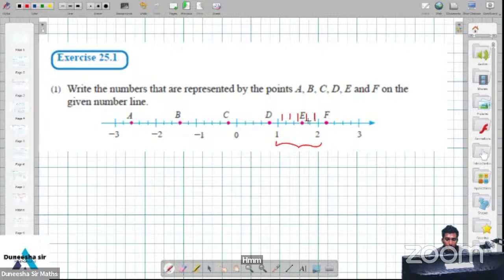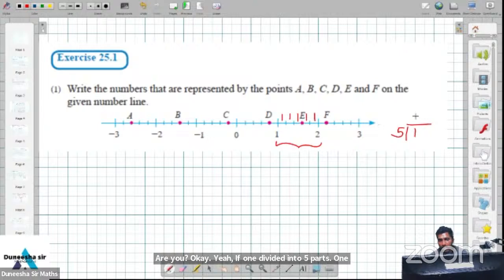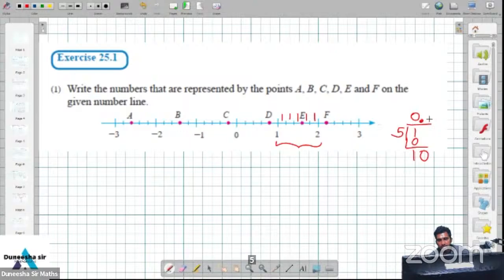Five. Okay. Now look, if 1 is divided into 5 parts, 1 divided by 5, then how many 5s per 1? None, right? Then 0. If we divide by 10, how many 5s per 10? Two. Then 5 multiplied by 2 is 10.